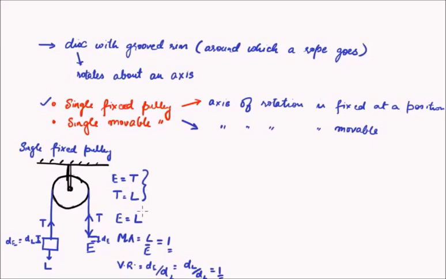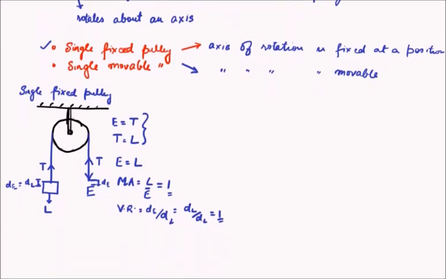And we can also calculate the efficiency using these two. What is efficiency? We know that the efficiency is mechanical advantage upon velocity ratio, and since both of them are 1, the efficiency turns out to be 1, which is equal to 100% in terms of percentage, or in terms of fraction it is 1, that is 100% efficiency. Now this is the ideal scenario, that is efficiency is 100%.